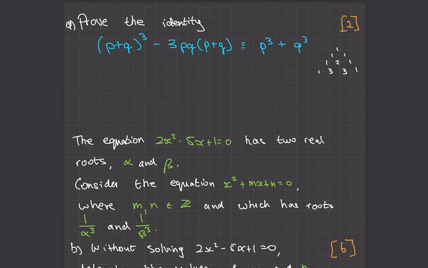And so I have P and Q. So that means the first one's going to be P cubed plus 3, and then P goes down 1 power, so Q must go up. And then 3, P goes down, Q goes up, and then 1, Q goes up. Okay, so that's just a very quick way to do the binomial theorem.